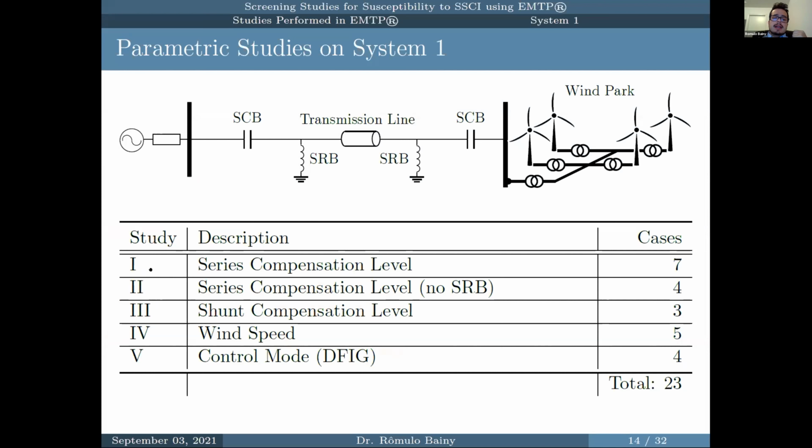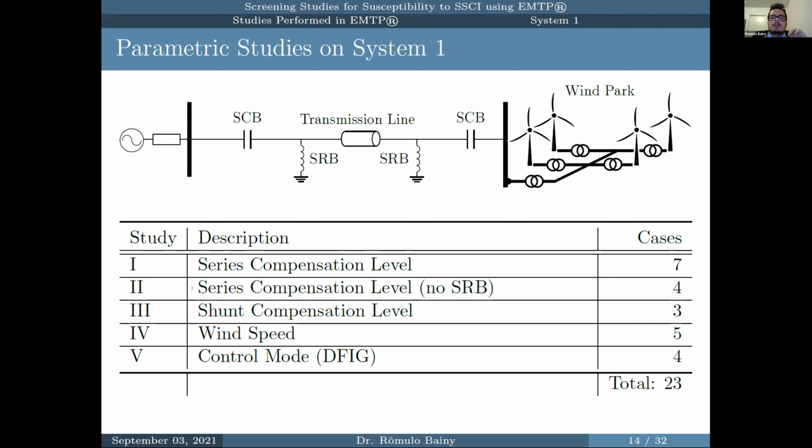In study number 1, I varied the series compensation level of the transmission line. Study number 2 was also a variation of the series compensation level, but this time I removed the shunt reactor banks. Study number 3 is a variation of the shunt reactor banks, of the shunt compensation level. In study number 4, I focused on varying the wind speed of the wind turbine and seeing how that affects our frequency response. And finally, the control mode of our type 3 wind park.